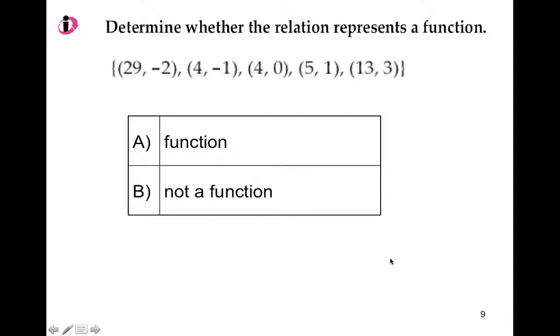So here's just one review question at the end of our section. Determine whether the relation represents a function. So this is just a set of ordered pairs. It's definitely a relation. So take just a second to answer this question. So remember, what you're looking at here are repeated x values. So here I do see this x value 4 is repeated, which means that this is not a function.